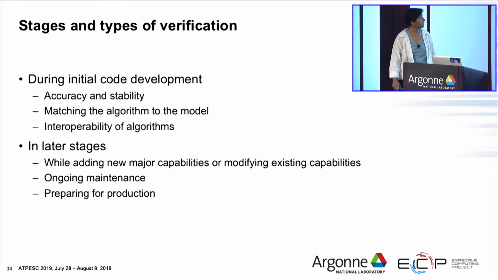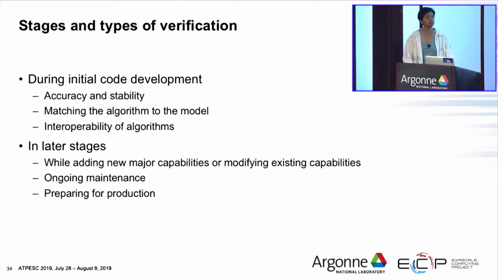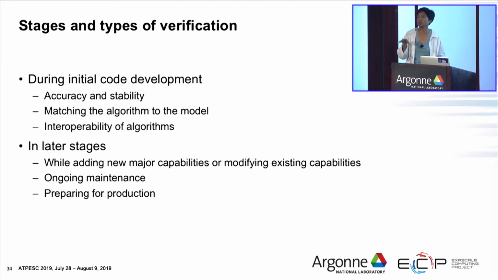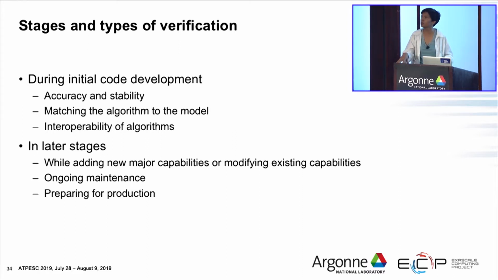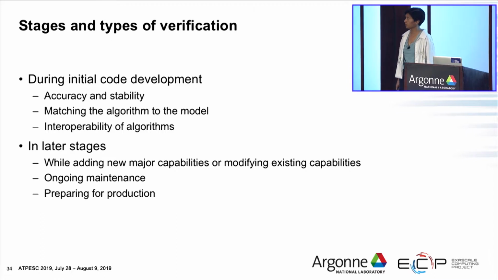And of course, you will always be adding new major capabilities, which means that when you're integrating them into the code, again, you have to make sure that this major new capability interoperates with things that it needs to interoperate with, and that it doesn't preclude some other prior parts of the code from being usable.